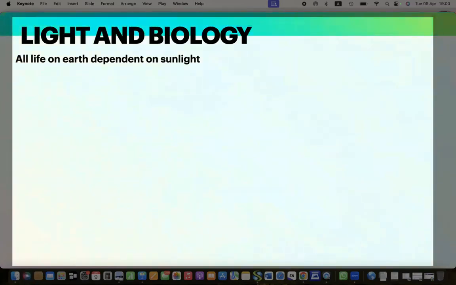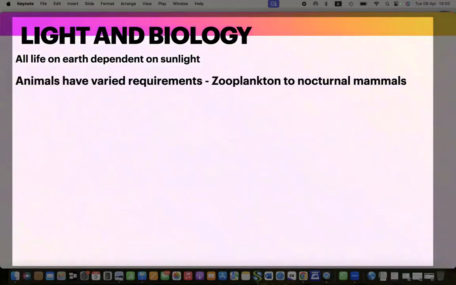So let's look at how light and biology work together. All life on Earth is dependent on sunlight. We couldn't be here without it. And animals have various requirements. Zooplankton, I think, can photosynthesize to an extent. And some nocturnal mammals need very little sunlight. They can generate their own internal sunlight, actually, from big melanin deposits in their body.